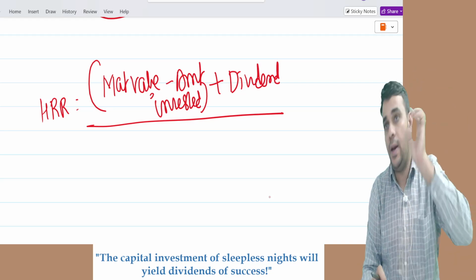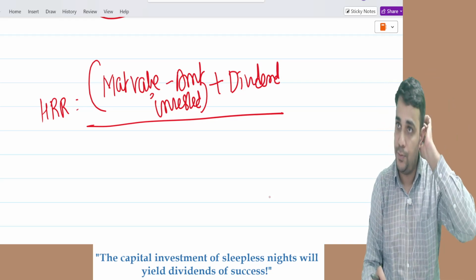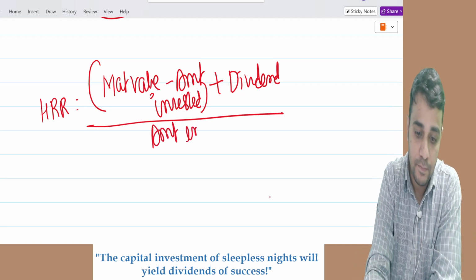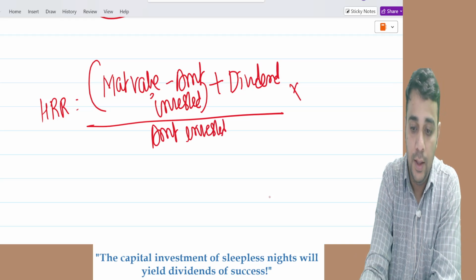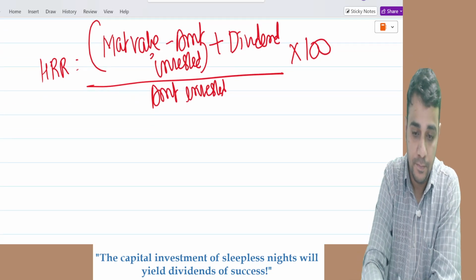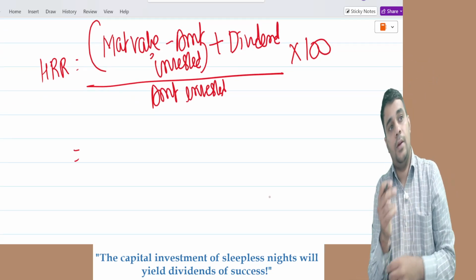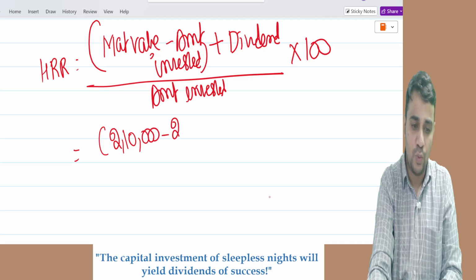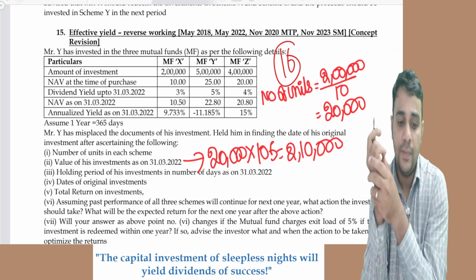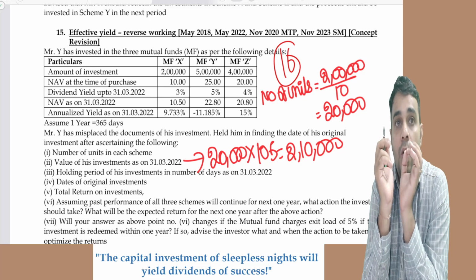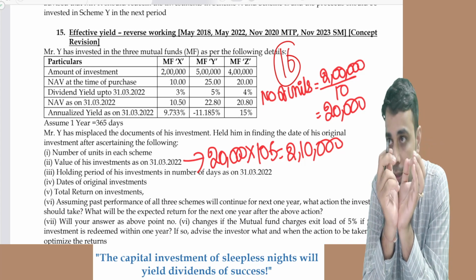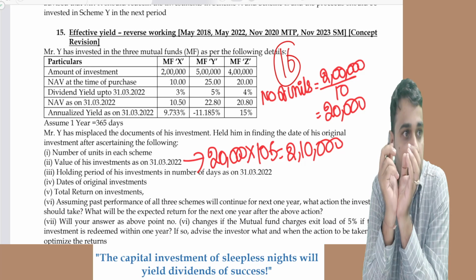Dividend yield means on your investment. Dividend rate means on face value. Dividend divided by amount invested into 100. Maturity value we have calculated 2,10,000. Amount invested 2 lakh. What is the dividend they have given? 3% on your investment. Dividend yield is on the investment made.